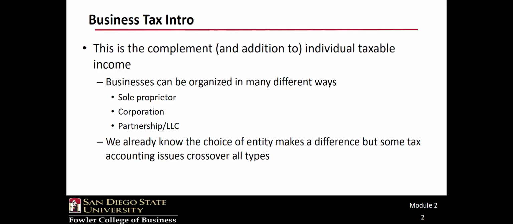This chapter represents the complement to our coverage of individual taxes. Businesses can be organized in a number of different ways: sole proprietor, corporation, partnership, LLC. We know the entity choice can make a difference to taxes, and we're going to continue to break down entities during the rest of the tax modules. But some tax concepts transcend entity type.